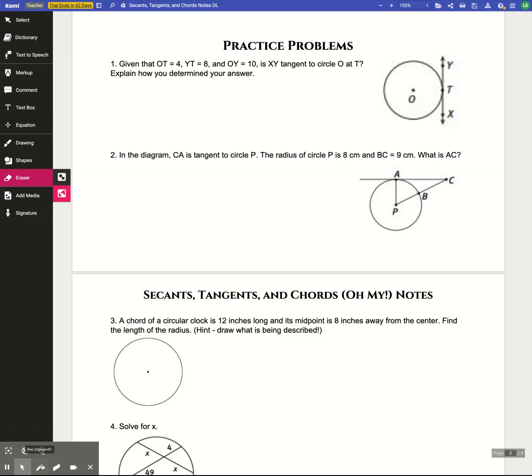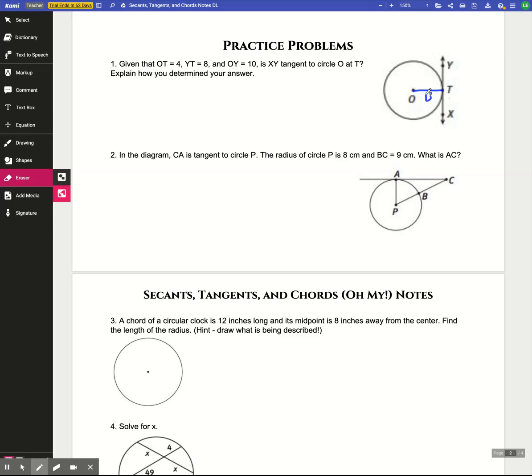Here we go. Let's look at number 1. Given in this image that OT is 4, YT is 8, and OY is 10, is XY tangent to circle O at point T? If I draw the radius to this tangent, it looks perpendicular, but I have to verify that it actually is perpendicular using the information that I have, because not everything that's drawn is to scale. That's why we have to use the math to verify that it's true.